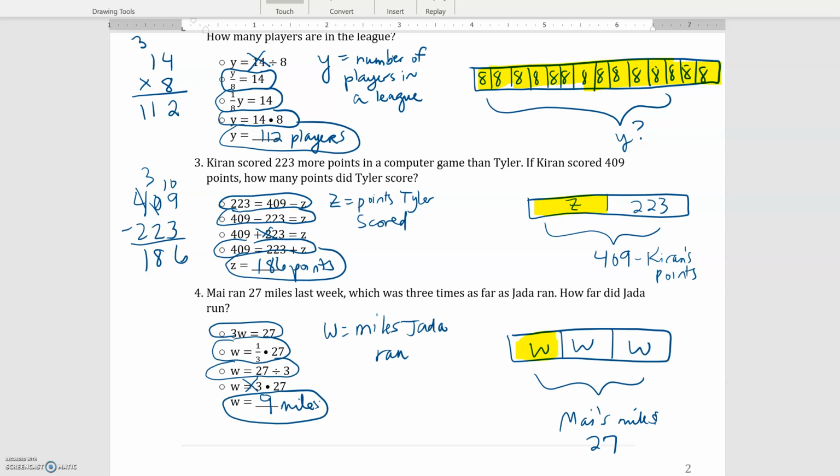Here is the answer for number 4. In the tape diagram, w represents the miles that Jada has run. The first, second, and third equations are good, and w comes out to be 9 miles. After the video, you will take your exit ticket for today's lesson.